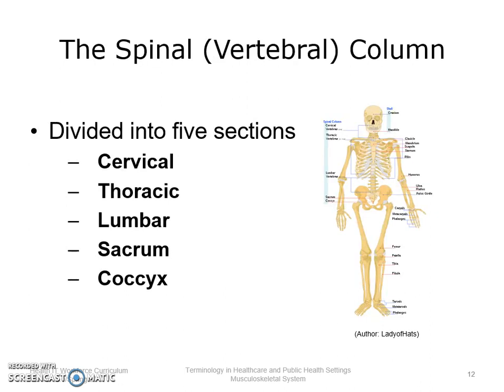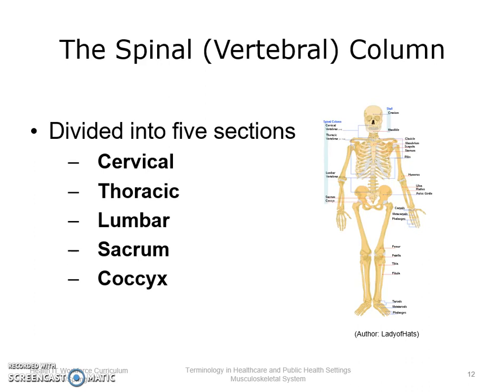Now let's look at the various components of the skeleton. The spine, or backbone, is a vertical column of bones. It supports the weight of the head, neck, and trunk of the body and protects the spinal cord. It is also known as the spinal or vertebral column and is divided into 5 sections: cervical, thoracic, lumbar, sacral, and the coccyx.